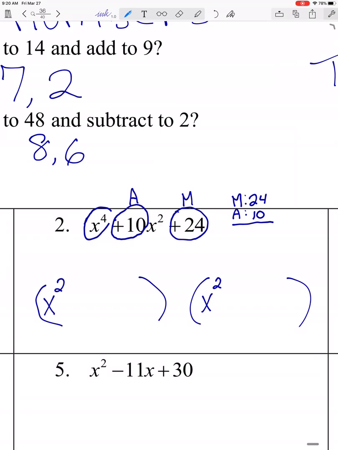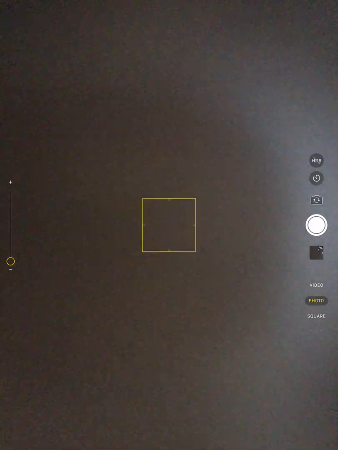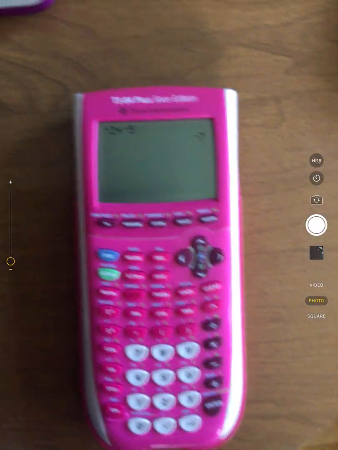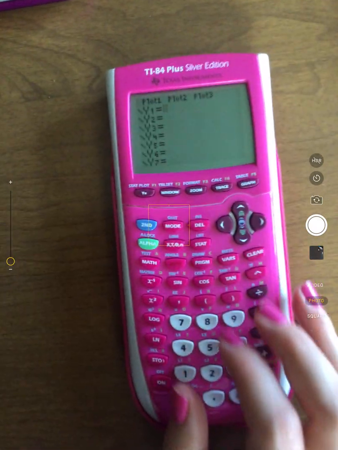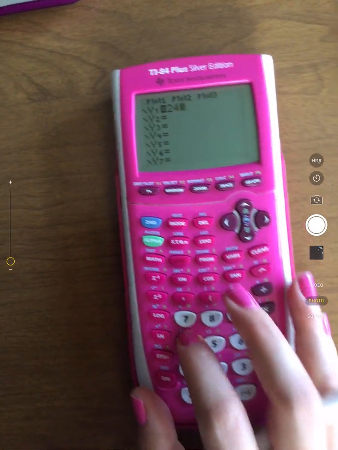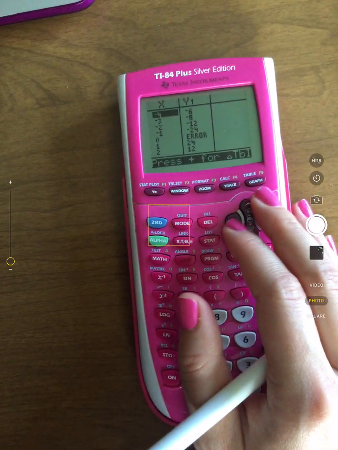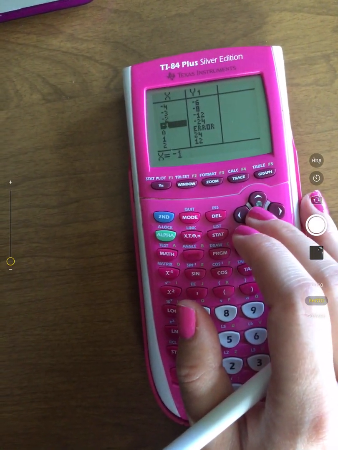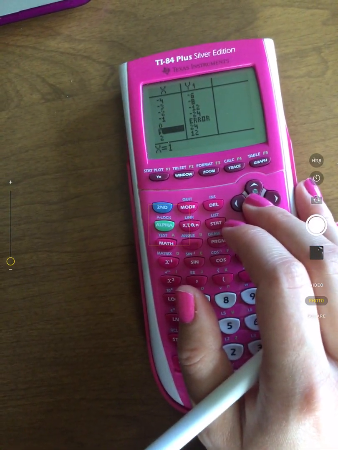So I'll do it in the calculator to show you. We're going to clear it out. Go to y equals. So two numbers that multiply to 24 and add to 10. Okay, well, we don't really want the negatives right now. The negatives aren't going to help us because we're looking for something that's positive.